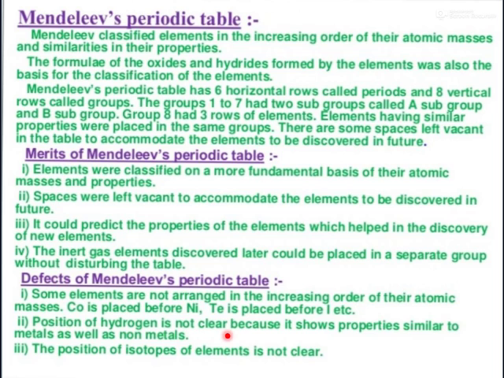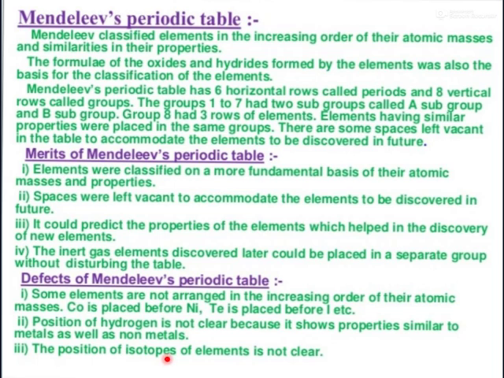The position of hydrogen is not clear because it shows properties similar to metals as well as non-metals. Hydrogen has one electron. It can donate, and it can also gain. So that's why it shows properties of metals as well as non-metals. But the position of hydrogen was not clear.